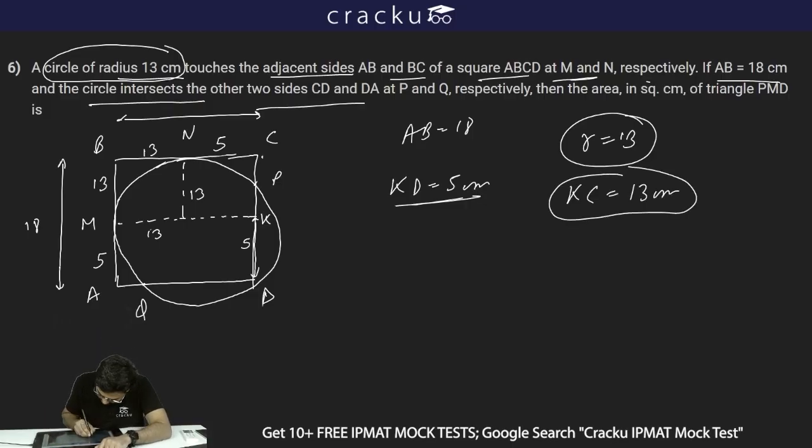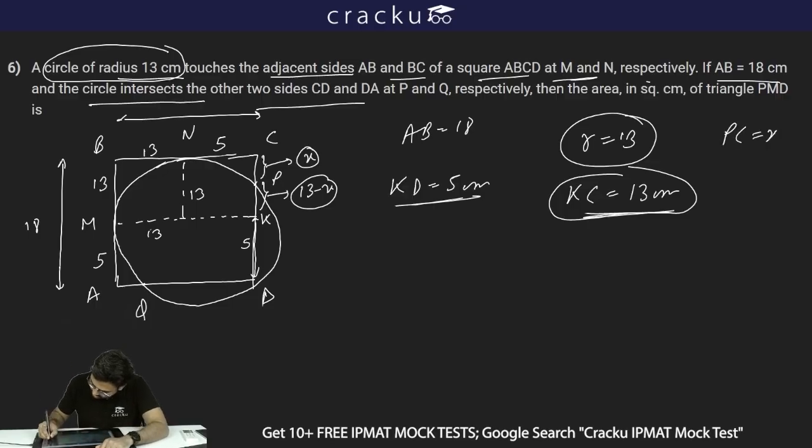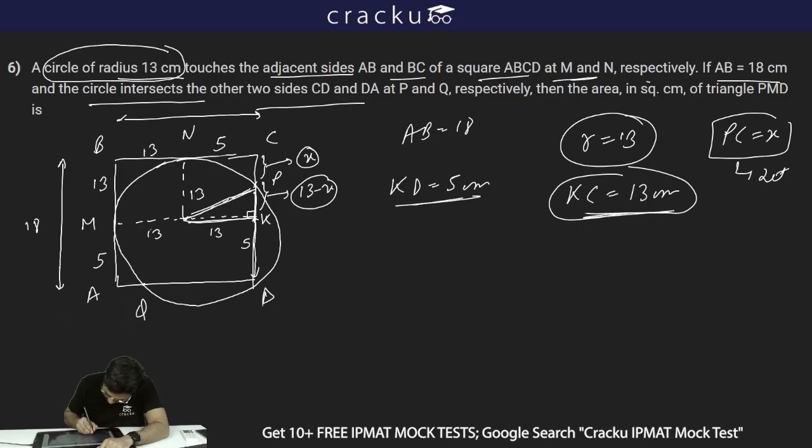What I'll do, I'll assume PC as x. So PK will be 13 minus x, because KC is 13 centimeters. So PK plus PC will be KC, which is 13 minus x plus x. So I'm letting PC be equal to x. Now this angle is 90. This is my radius, and this is a right angle triangle. This length is 5, because this is 5, so this will also be 5.